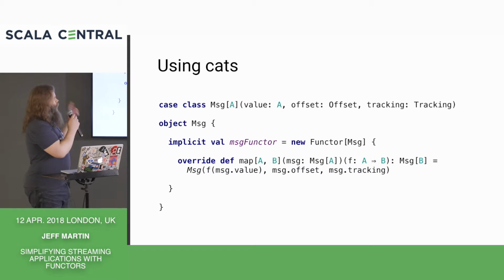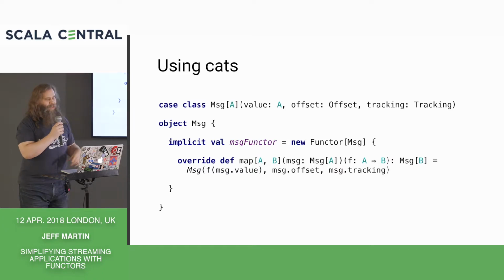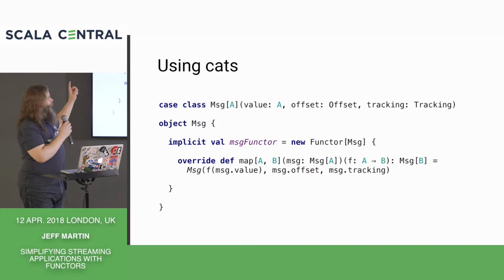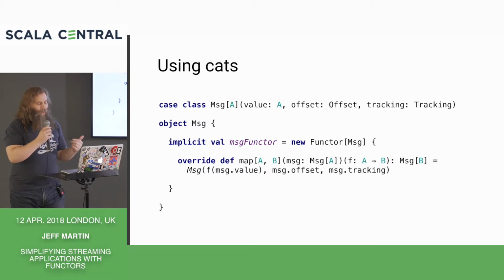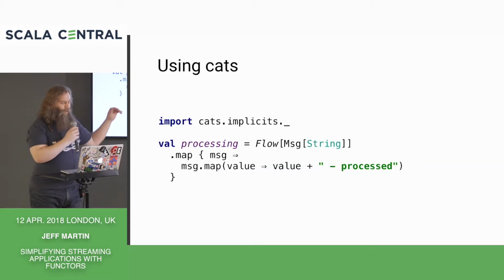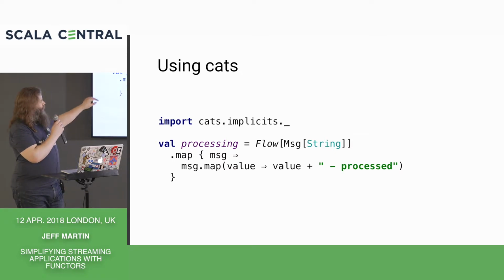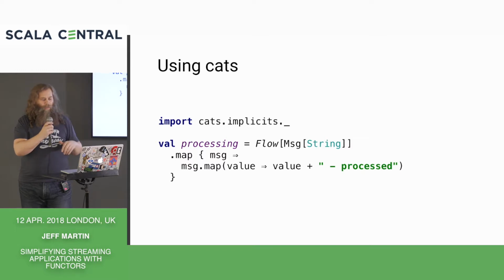Back to this. Instead of putting the map method directly onto our message, we have a companion object. This is the single implicit in this talk. And we have an implicit type class, which is actually implementing the map for us. What will happen is, when we use this, if we use the Cats implicits, it will stitch together the code for us and allow us to have a map method directly on our message.